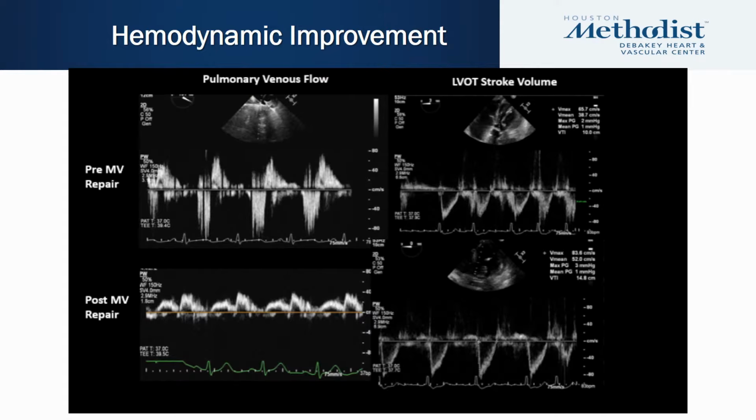Things we rely on to confirm hemodynamic improvement after a clip is deployed is looking at the pulmonary vein. And in this case, we had systolic reversal at baseline. And then we ended up having a resurrection of the S wave after the clip was placed, indicating a reduction in LA pressures. In addition, the left ventricular stroke volume can be calculated by deep transgastric views. And in this case, we noticed that there's an increase in the LVOT stroke volume.